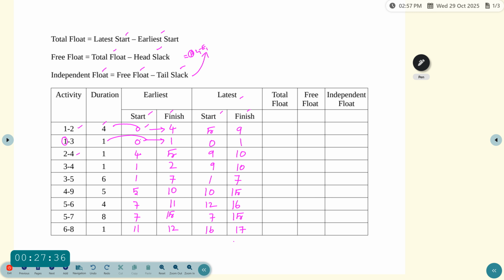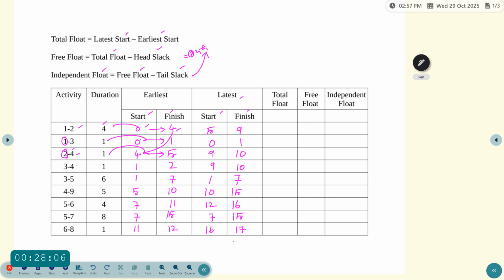Similarly 2 to 4. Listen. So 2 to 4 is the starting event 2 and then ending event 4. See the figure. Starting event value E2, and then E2 finish value 4. So we have to write 4 and then adding with the duration 1, we have 5.